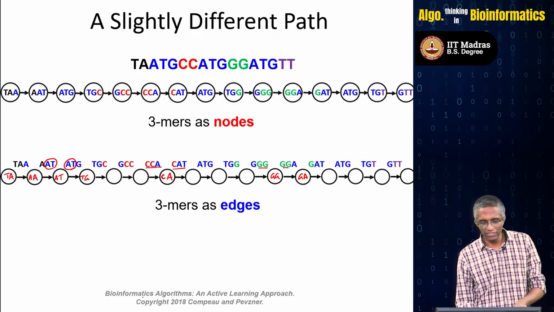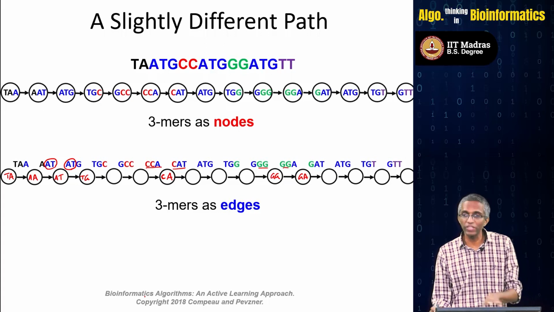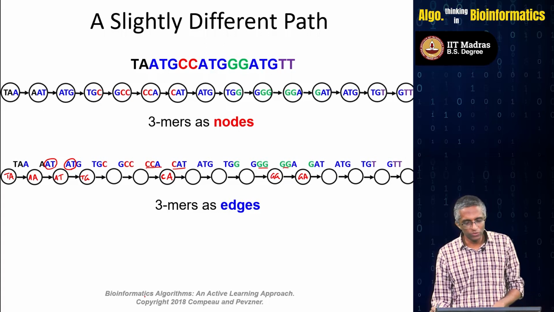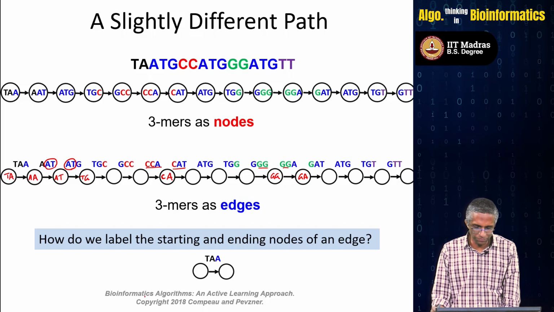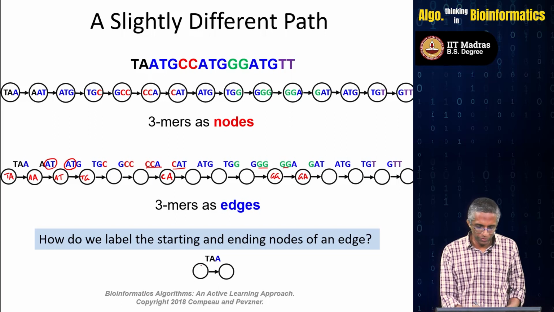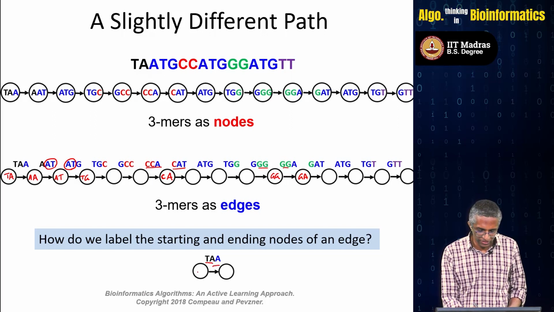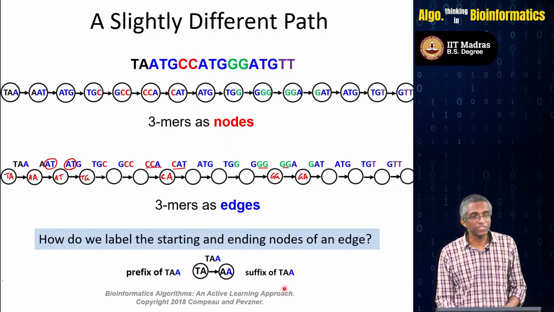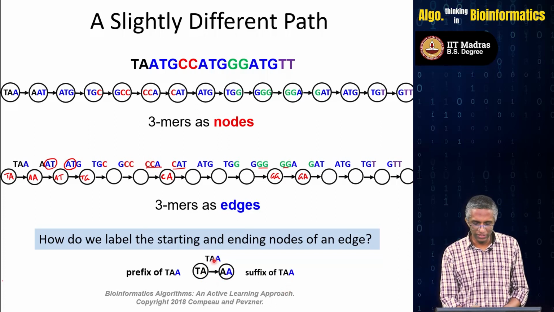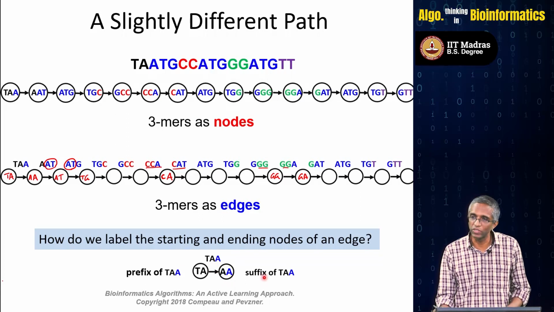So this is essentially what we are going to do. We are going to view 3-mers as edges, and the nodes we are going to label with 2-mers. That is, k-mers as edges and k minus 1 mers as nodes. The reason is that you want to be able to go from TA to AA, and that will give you the sequence TAA. The prefix of TAA and the suffix of TAA will become the two nodes, and the k-mers will become the edges. So k minus 1 mers will become the nodes.